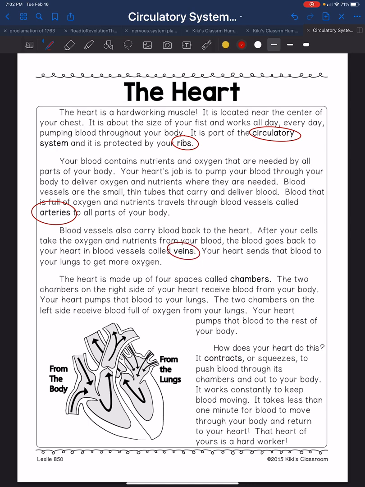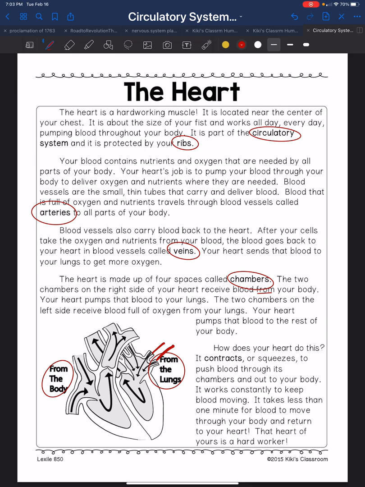The heart is made up of 4 spaces called chambers. That word is chambers. The 2 chambers on the right side of your heart, this one and this one, receive blood from your body. The heart pumps that blood to your lungs. The 2 chambers on the left side receive blood full of oxygen, so from the body, from the lungs. Your heart pumps that blood to the rest of your body.